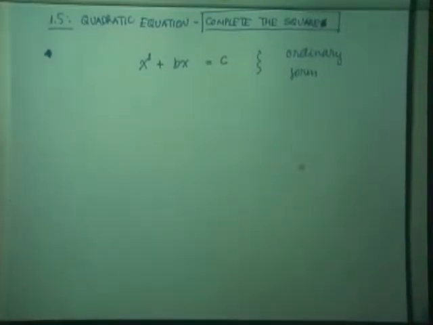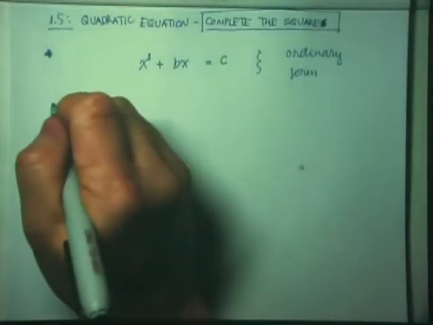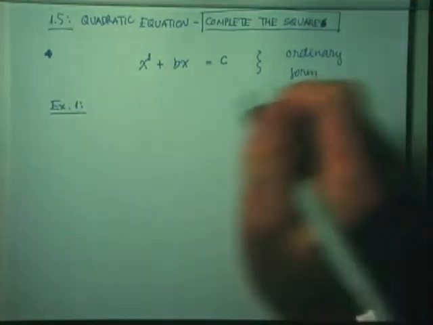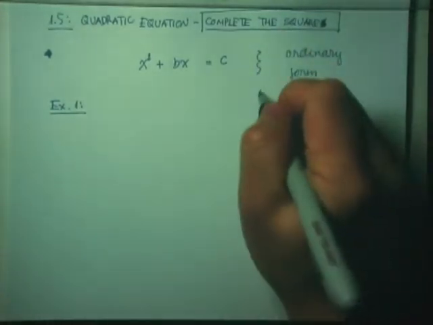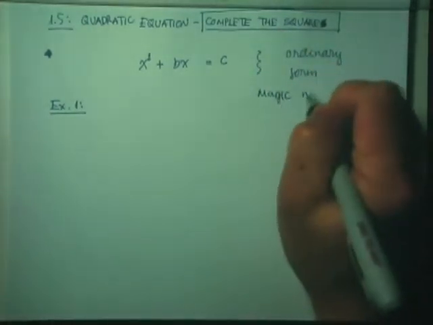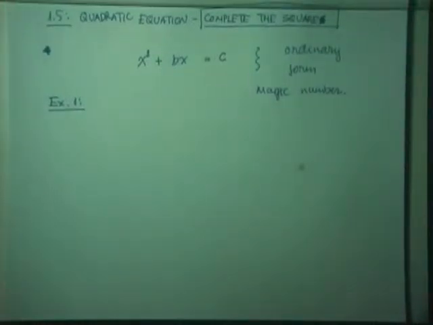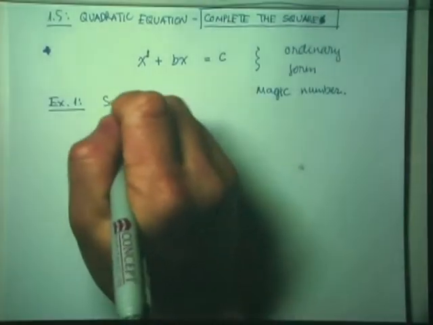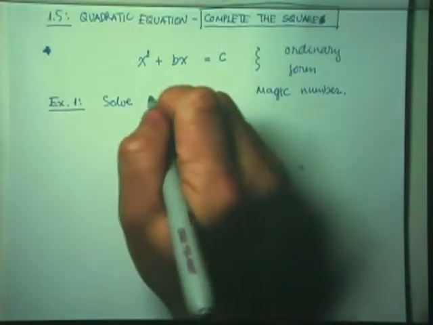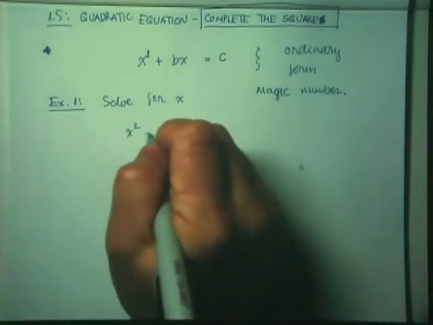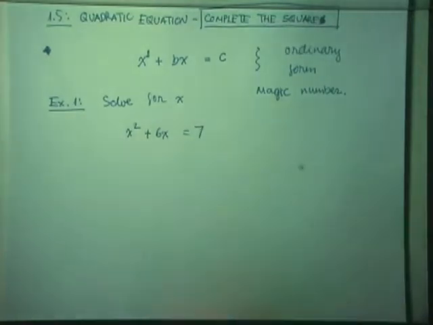So now, let's see this in some more detailed examples. Remember, in class we talked about what's so-called the magic number in this complete the square method. We discussed this magic number in class, so let's see how we can use that magic number once again in these examples. In my example number 1, we want to solve for x. My first equation here is x squared plus 6x equals 7.